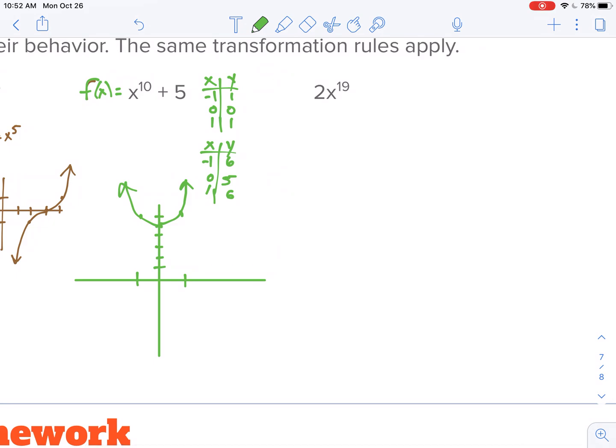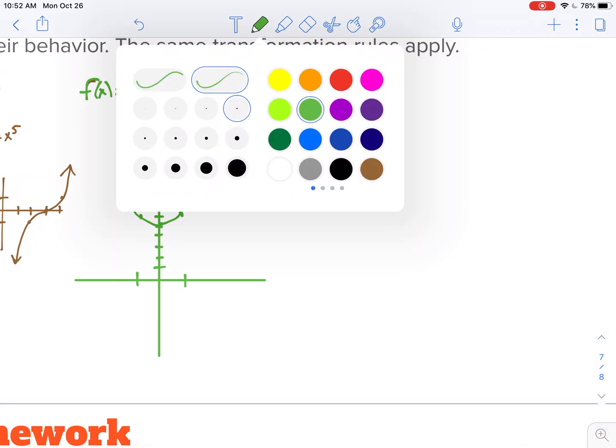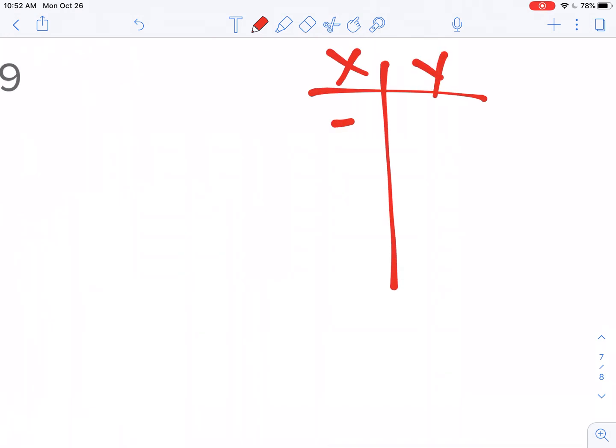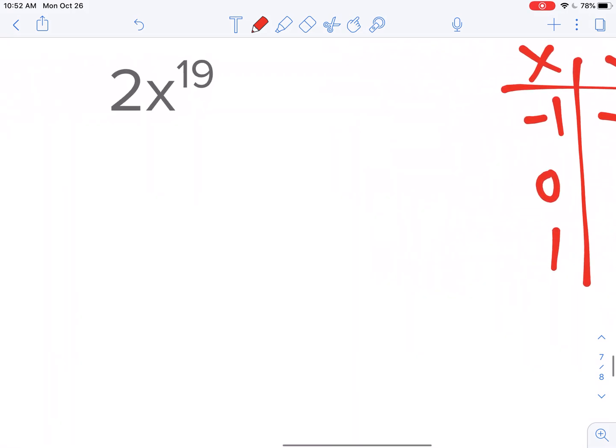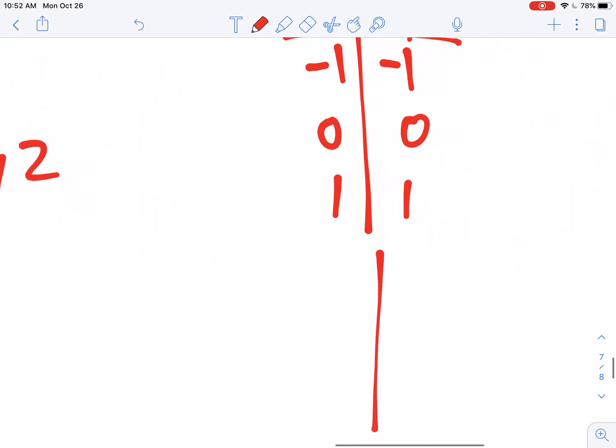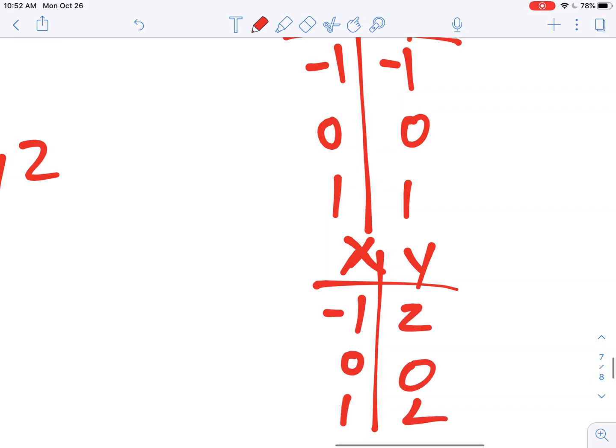And then finally, we've got our transformation for 2x to the 19th power. Again, this is an odd degree polynomial. I know that its table of values looks like every other odd degree polynomial prior to transformation, where it's -1, -1, 0, 0, 1, 1. And what I'm saying here is that I'm multiplying my y values by 2. So I actually have this table of values: -1, -2, 0, 0, 1, 2.